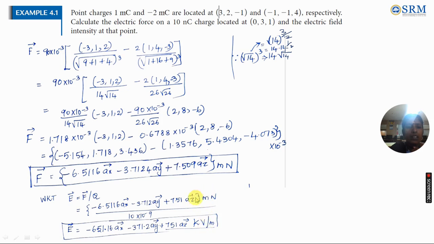So I just made the substitution. See it in the 10 into 10 power minus 9. Here in the numerator I will get 10 power minus 3, and reducing the expression I will get the answer like this.